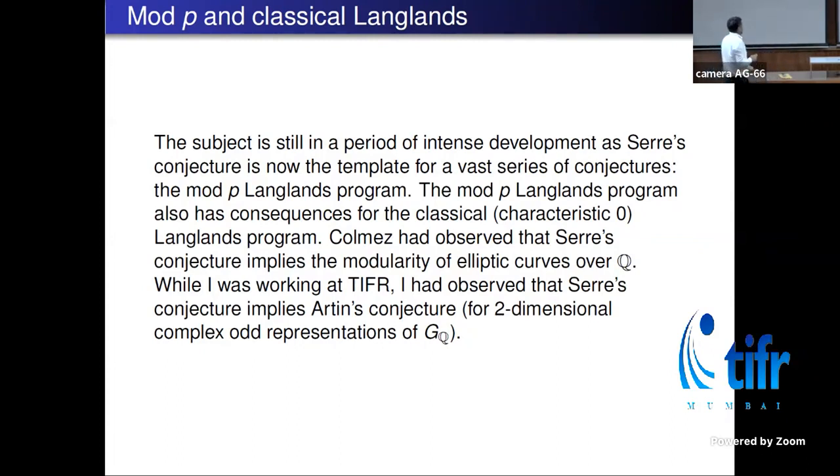case, two-dimensional odd representation. So the mod P version of the Langlands program, which of course does imply the characteristic zero version, because Artin's conjecture is considered one of the important cases of the Langlands program. So it's about the holomorphy of L series attached by Artin to two-dimensional or n-dimensional representations of Galois groups.